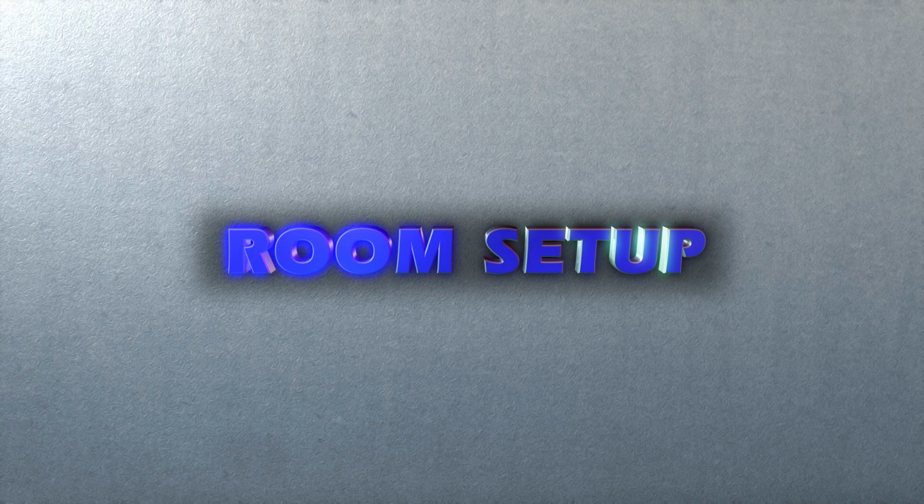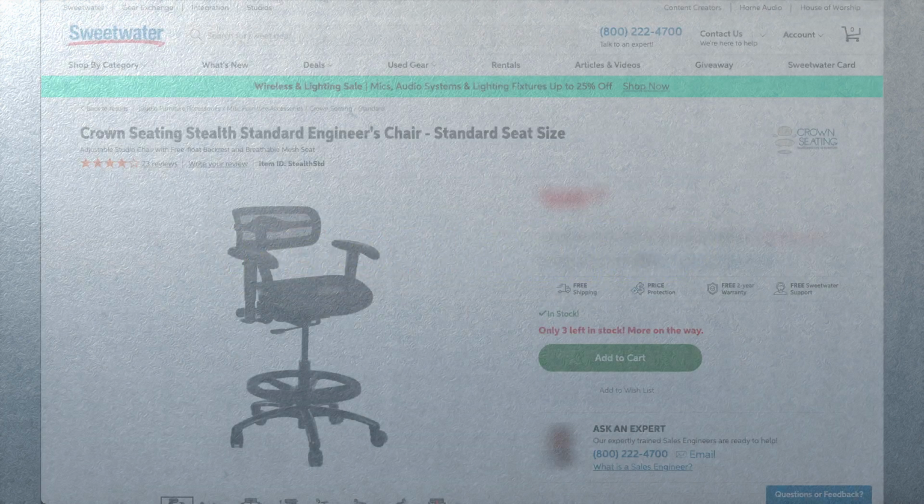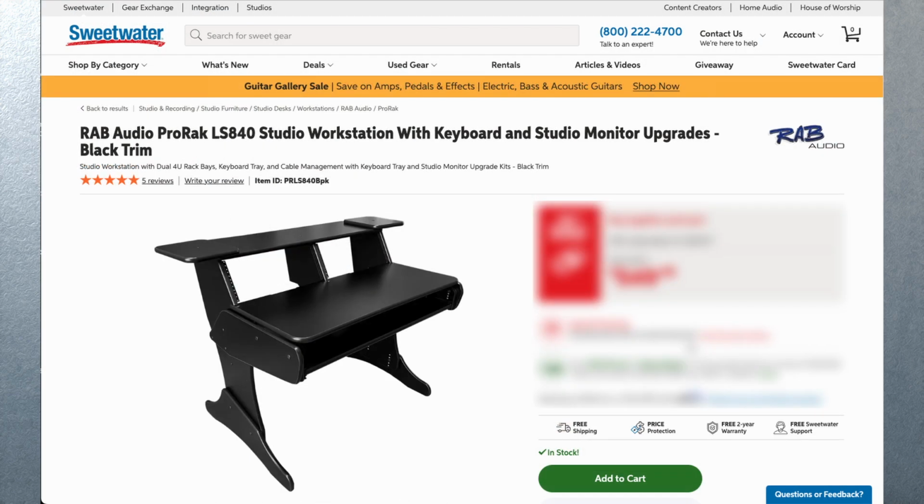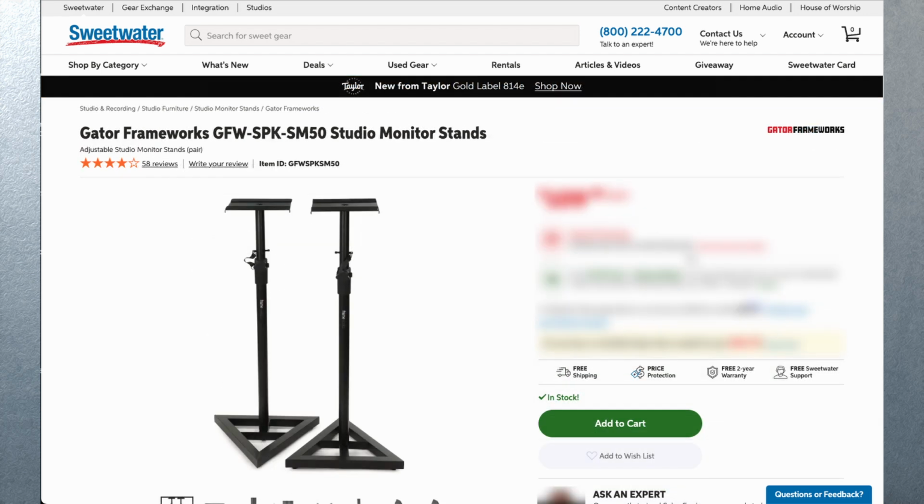To talk about room setup, we're going to make a few assumptions. First, that you have a decent chair and desk or table of some sort. Next, that you'll be using a stereo pair of monitor speakers. I recommend using floor-standing studio monitor speaker stands so you can easily position and aim them at the right height. Stands will also decouple your speakers from your desk, so it won't ring or rattle as much. Even without stands, the positioning rules still apply.